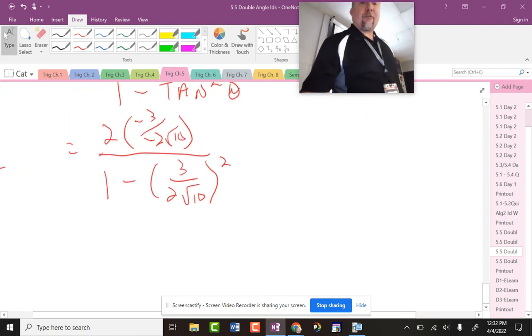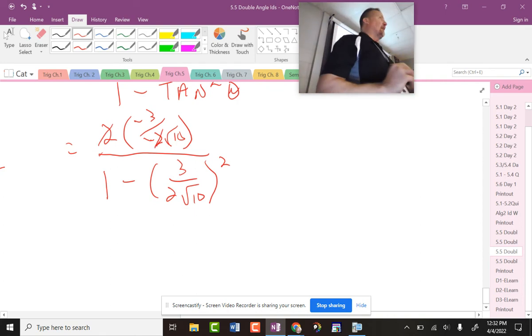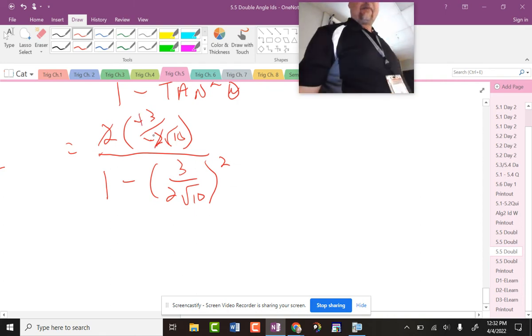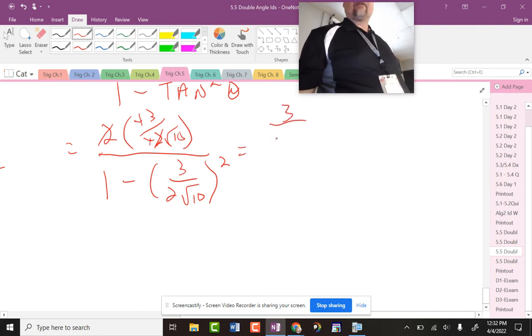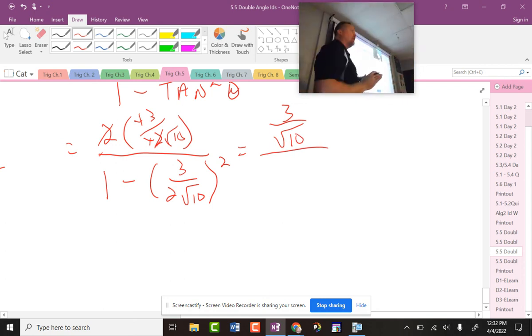Because here's what's got to happen first. These 2's cancel. You got to know how to cross cancel to make your life easier. And then what I end up having here in the top is 3 over root 10. All right, and I could attack this a couple different ways. I'm going to hold off. I want to get the bottom taken care of.